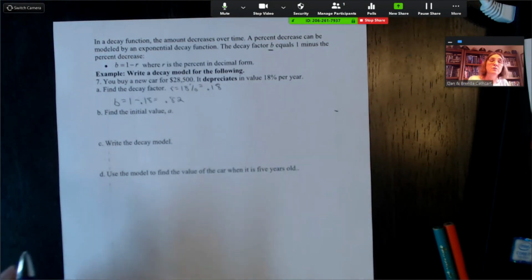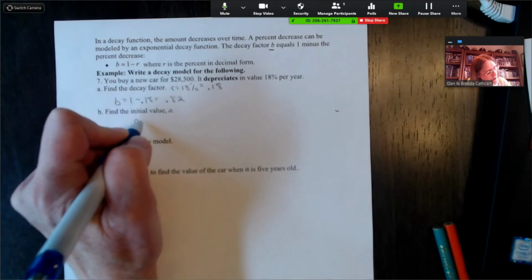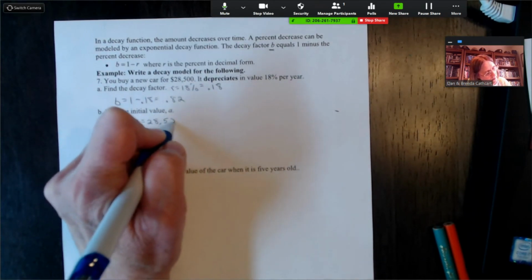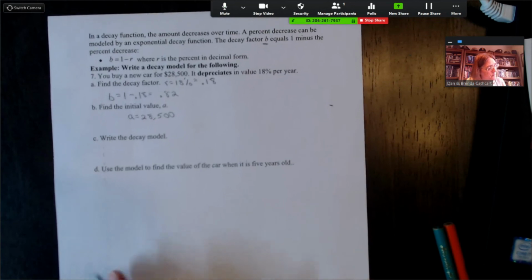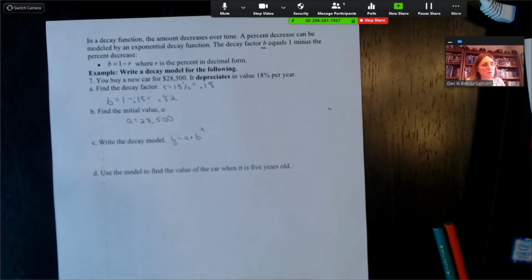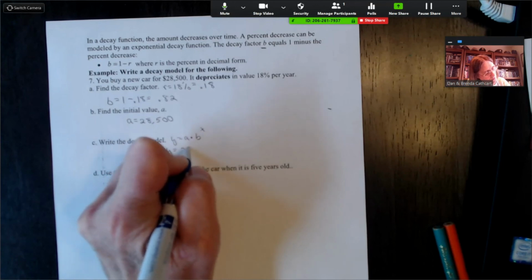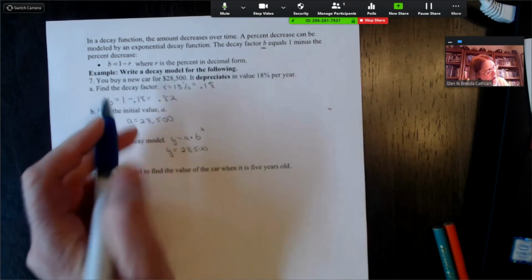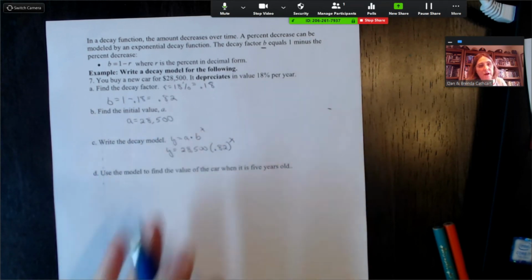That's our decay factor. The initial value is easy. The initial value of our car when we bought it before any time has gone by is $28,500. So a is $28,500. So we want to write our decay model. Remember, our decay model is of the form y equals a times b to the x. So we have our a, we have our base. We're just going to plug those in. y is equal to 28,500 times our decay factor, 0.82, to the power of x.